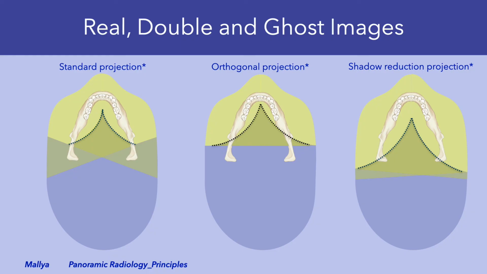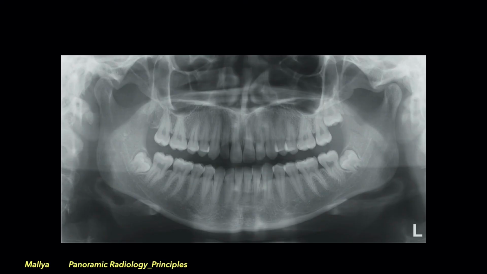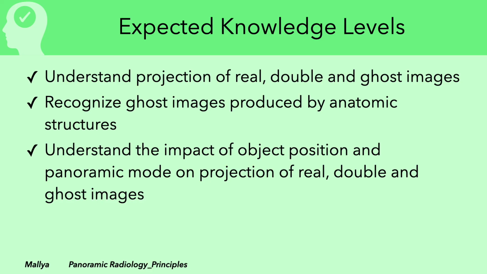over the jaw. When interpreting a panoramic radiograph, it is important that you be familiar with the principles of image layer formation and the principles of image formation of real, double, and ghost images. This will allow you to accurately identify anatomic structures and to decipher the anatomic locations of shadows that you visualize.